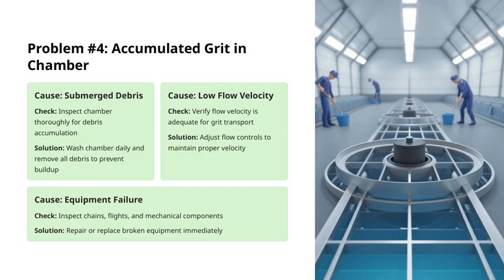Finally, equipment failure can also contribute to grit accumulation. This includes issues with chains, flights, or other mechanical components that might be broken or worn out. Regularly inspecting these parts is key. If you find any broken equipment, repair or replace it immediately to keep the system running smoothly and prevent grit buildup. Overall, addressing these causes systematically helps us keep the chamber clean and functioning efficiently, which is essential for the overall success of the system.